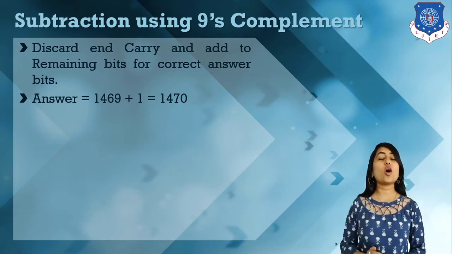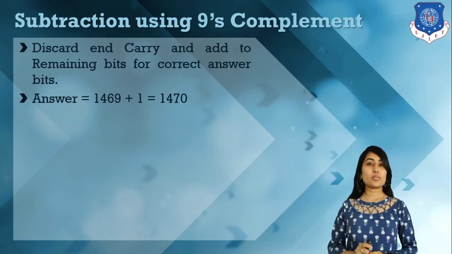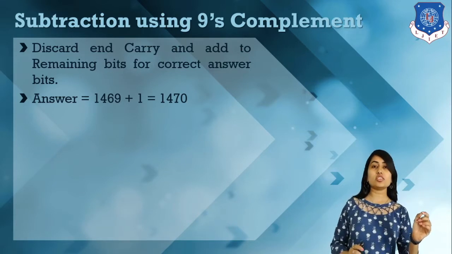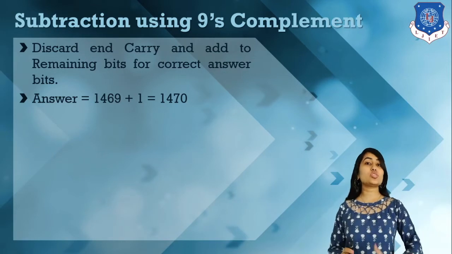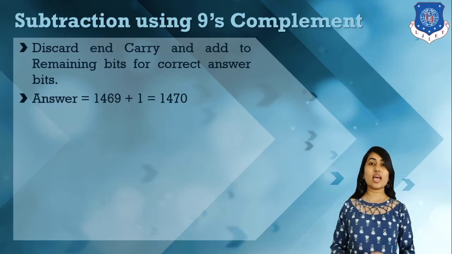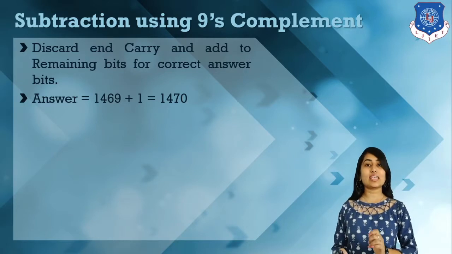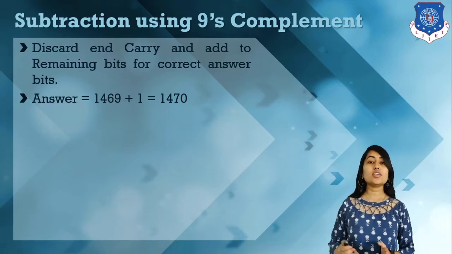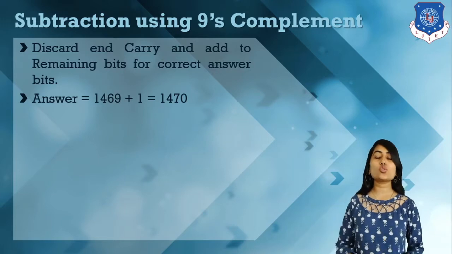So this is how we can perform this subtraction using 9's complement whenever the first number is greater than or equal to the second number. Now we have another case in which the first number is less than the second number. So how can we get our subtraction answer? Let's discuss with an example.